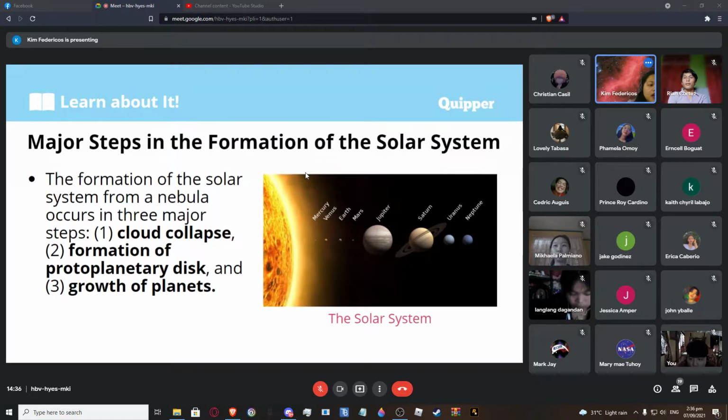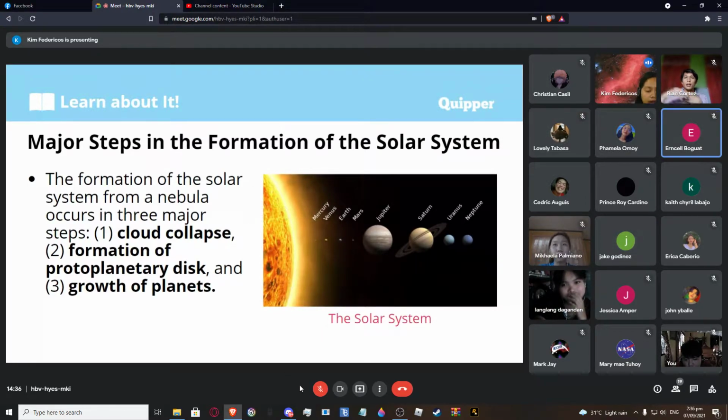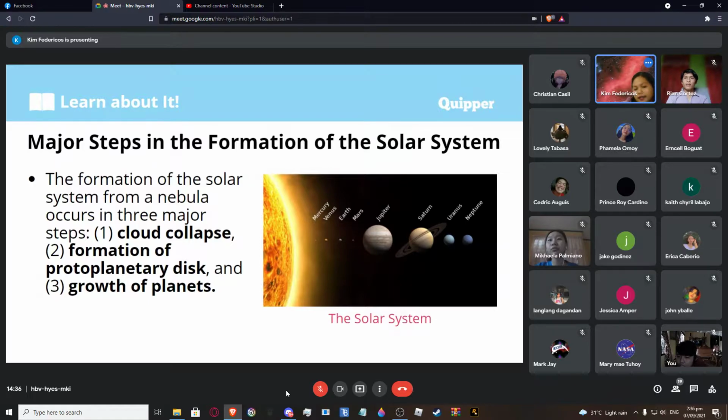So there are three major steps in the formation of our solar system base ani nga theory. So first, unsa ang first nga step? Cloud collapse. The cloud collapse. After sa cloud collapse is na form ang protoplanetary disk, and right after that one nag-grow na din siya to form planets. So basically kaning protoplanetary disk mao na siya baby planet. Mao na siya smaller than the planet. Mao na siya ang mahimo nga planet.